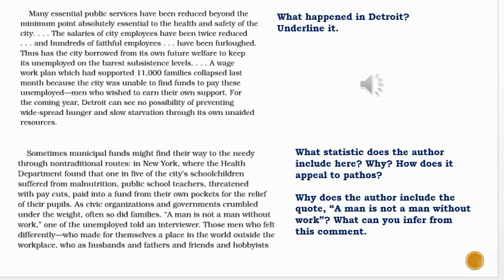And why does the author include the quote, "A man is not a man without work"? What can you infer from this comment? Pause, read, and press play when you're done.